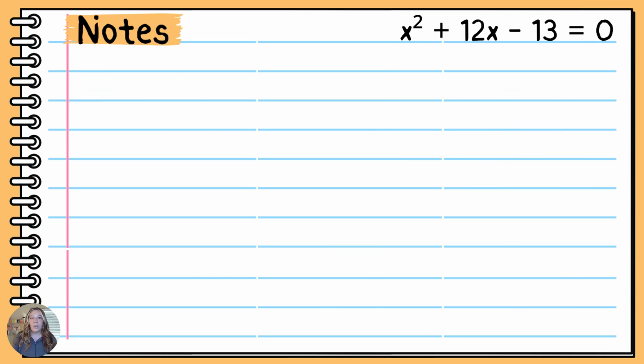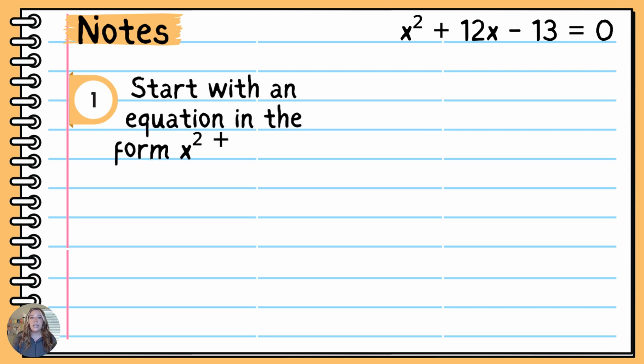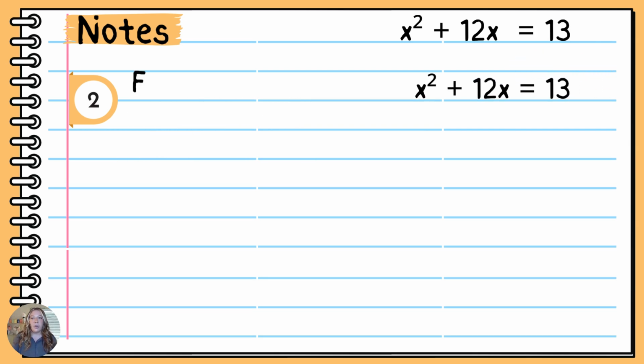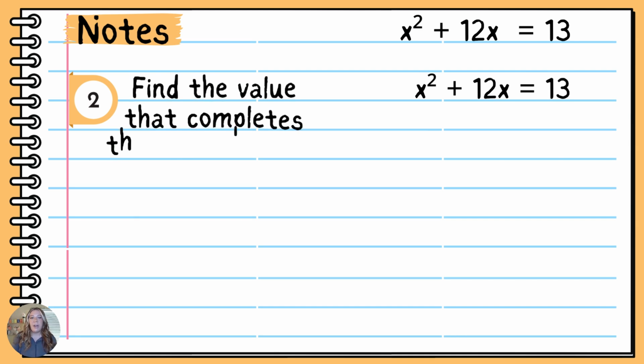Let's try another one. So step 1 says to start with an equation where the constant is on the right-hand side. So since we don't have the constant on the right side, we'll do that first. So let's add the 13 to both sides so we can move it over. Okay, now that that's done, we'll go to step 2. So we need to find the value that completes the square.